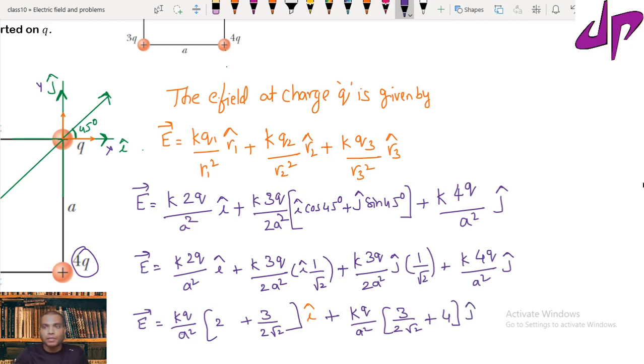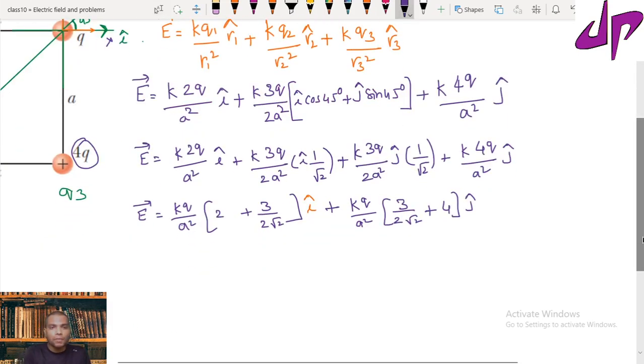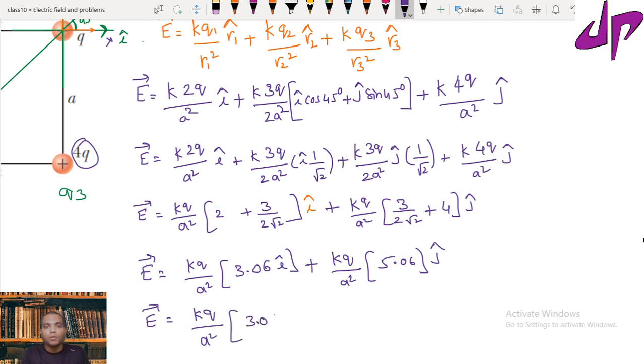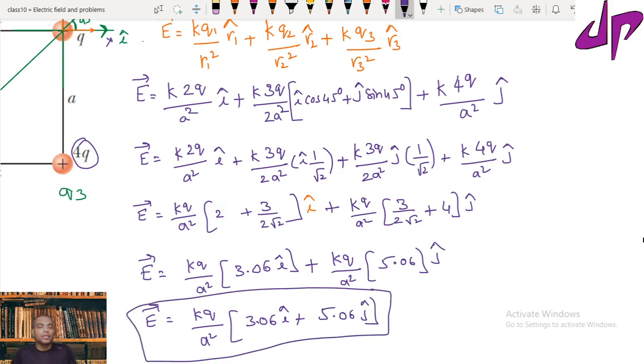If we do the simplification in these terms, we end up with the electric field E bar equal to k q by a square, this becomes 3.06 I cap, plus k q by a square, and this becomes 5.06 j cap. So together we can write the electric field E bar equal to k q by a square of 3.06 I cap plus 5.06 j cap. This is the expression for the resultant electric field at charge q along with the direction.